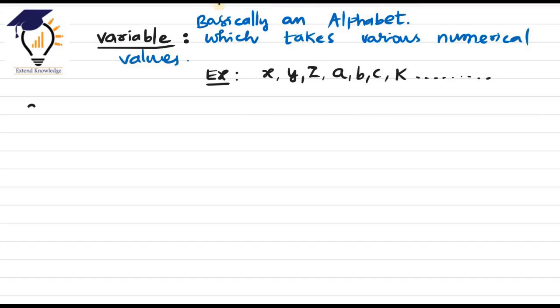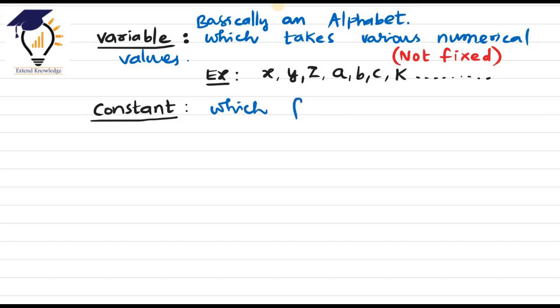Let's see constant. As I said, a variable is not a fixed value. There is no fixed value in it. But coming to constant, it is a fixed value. Fixed value in the sense of an exact number. So we can call it an exact number. This is what a constant is.